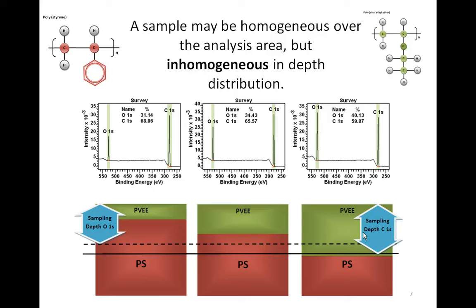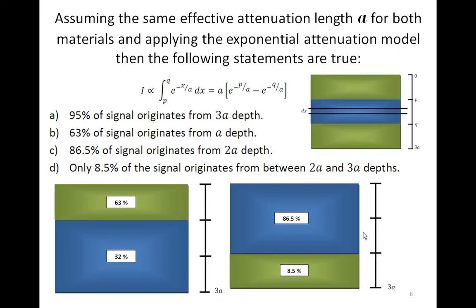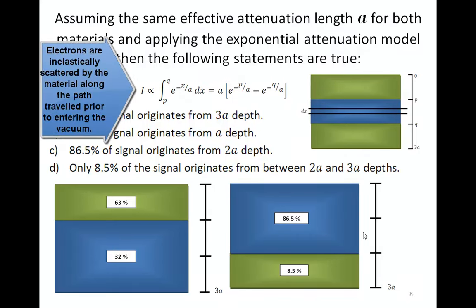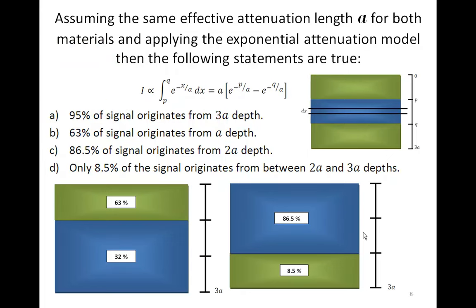You may have a uniform surface to analyze, but you may not have a uniform depth to analyze, and the depth distribution, when it varies, can produce quite interesting results in XPS. And the reason for this is that XPS is surface sensitive, and using an exponential attenuation model for XPS data, where the electrons are attenuated by the material above them after excitation, 95% of the signal originates from the top 3 attenuation lengths in depth. 63% originates from the top third.